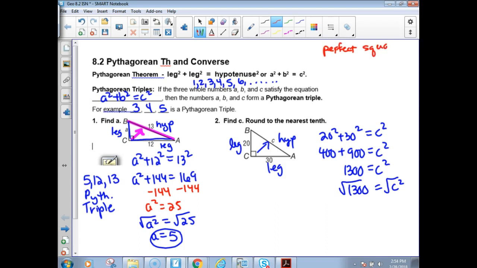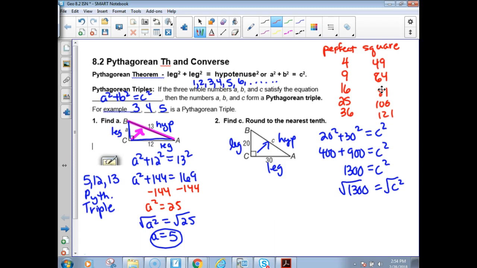Perfect squares are numbers like 2 times 2, which is 4. 3 times 3, which is 9. 4 times 4, 16. You're supposed to know these, your times tables. 5 times 5, 25. 6 times 6, 36. 7 times 7, 49. 8 times 8, 64. 9 times 9, etc. 81, 100, 121.